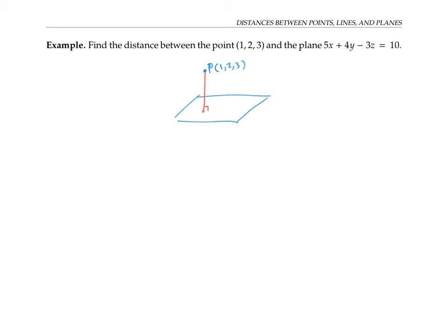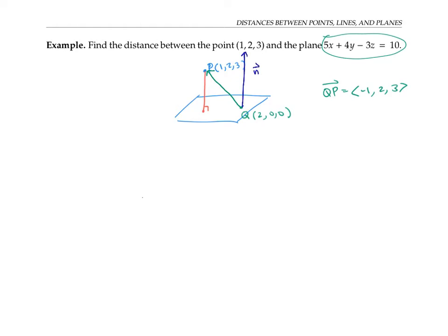So instead I'm just going to take any point on the plane. I'll call it Q, and I'll just find any x, y, and z value that satisfy this plane equation. For example, the point 2, 0, 0 satisfies the plane equation. Now let me connect Q to P to get a vector QP that has components -1, 2, 3.